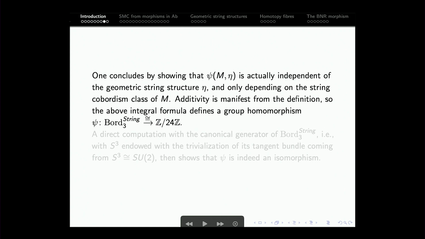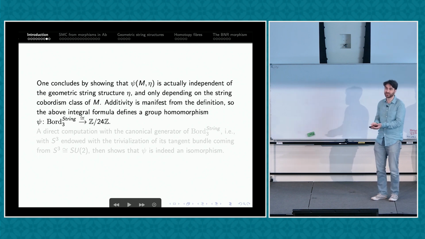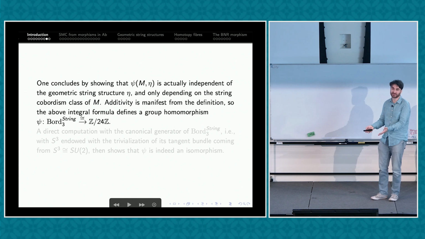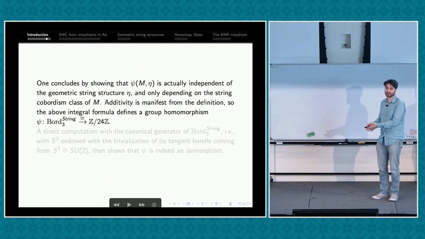To show that this is an isomorphism, one just needs to show that a generator here goes to a generator here. So what is a generator here? It's a compact 3-manifold with a string structure. But we say that a string structure is the same as a framing. So we just have to pick some framed 3-manifold, and we have to think of a generator, so the simplest one, S3. And we have to think of a canonical framing on S3.